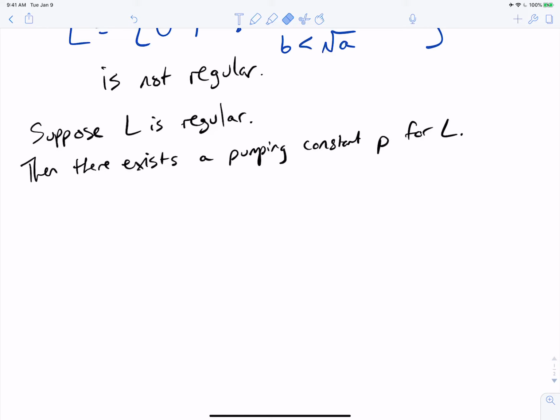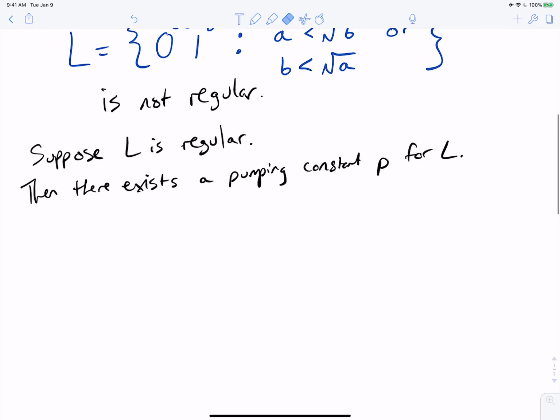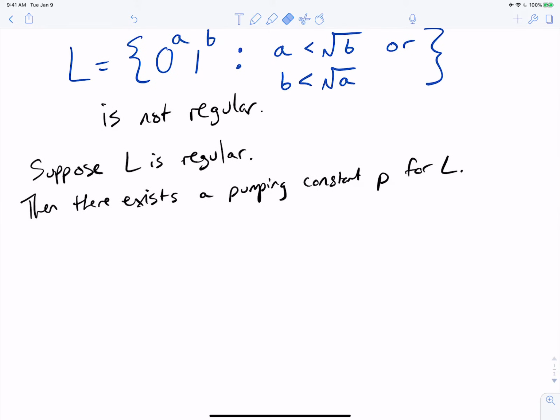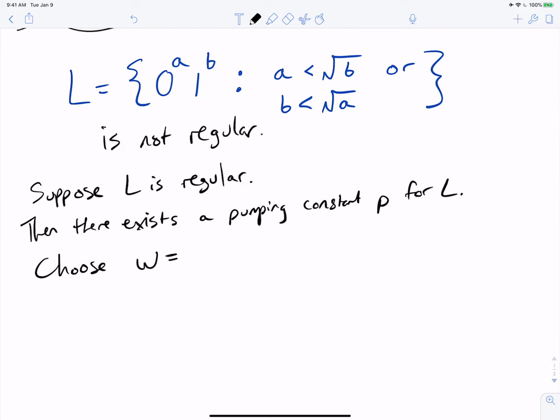Okay, so there's a pumping constant P. What do we do now? Pick a string within the language, such that the length of W is greater than or equal to P. Oh, okay, cool. So let's pick a string in this language of length at least P. So let's choose W equal, now I'll let you pick. We have to pick the string with some number of zeros and ones such that this condition is true. So 0 to the A, P, and then 1 to the B.